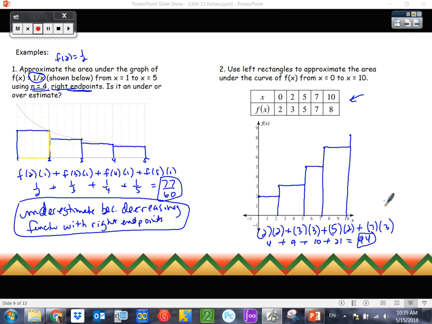Okay, so there is our estimate. Now notice they're not asking us about over or underestimate on this because we really don't know what the curve looks like. I mean, it looks like it's increasing the whole time, but we really don't know. So they're not going to ask us that question on something like this. They'll ask us that question when we have an actual curve that we can see that's either increasing or decreasing. But this one, we pretty much have our estimate right here of 44. All right.